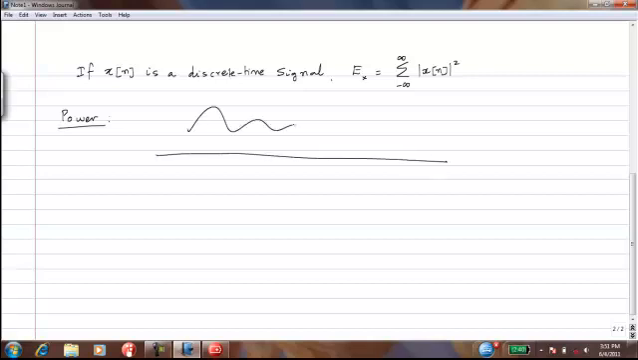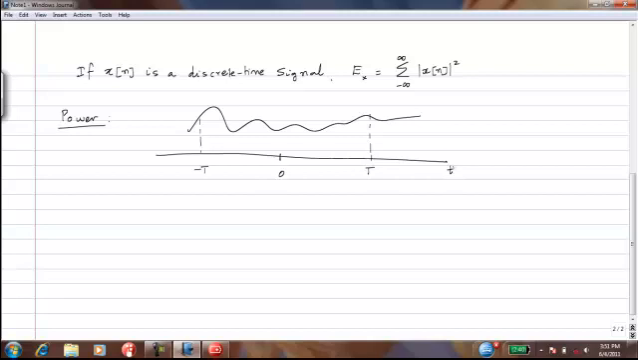Let's say I have a signal. The average energy per unit time for this signal can be computed as follows. So what we can do is this. We can take a window from time minus T to plus T.